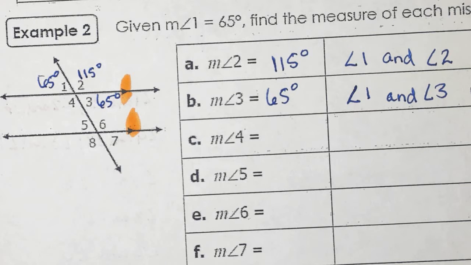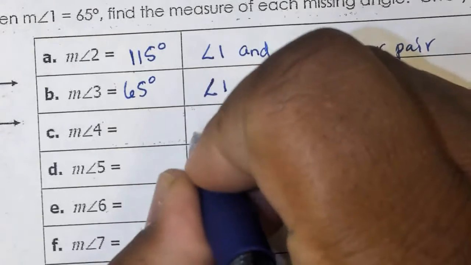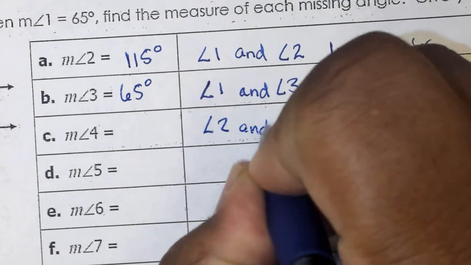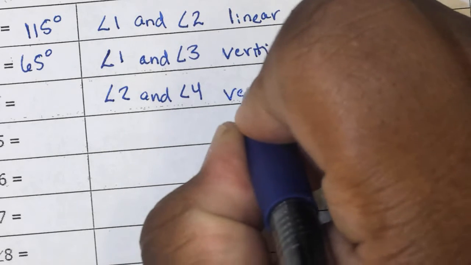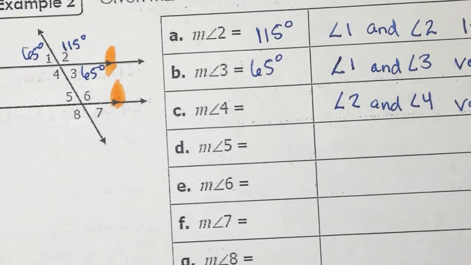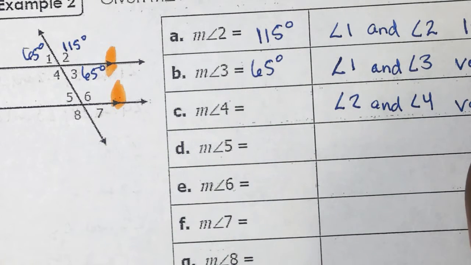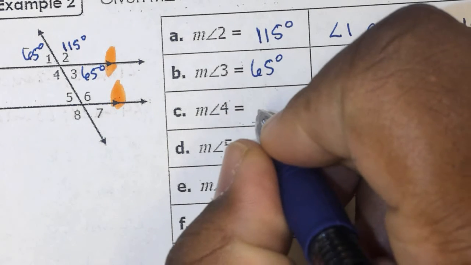Measure angle 4. Which one do I want to compare this to? I'll compare this to angle 2. I'm coming back to you, Dior, because I believe in you. Angle 2 and angle 4. What is their relationship? Look at it on your diagram. They vertical angles. If they vertical, Dior, what's the measure of angle 4? 115.